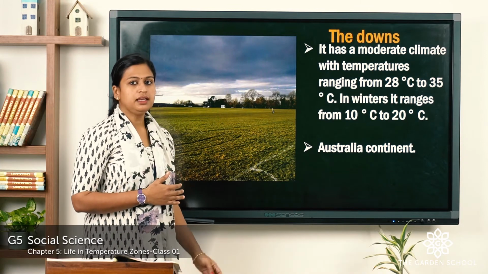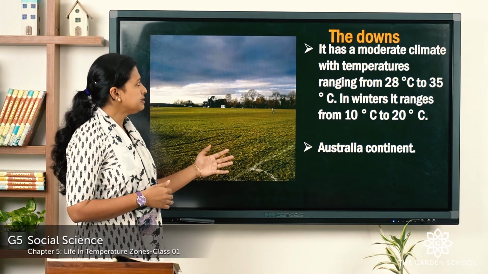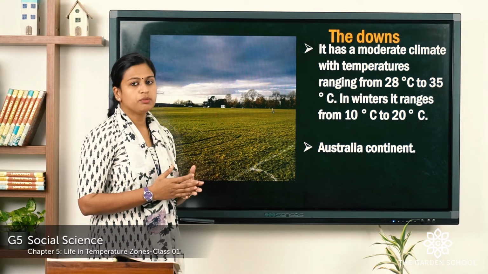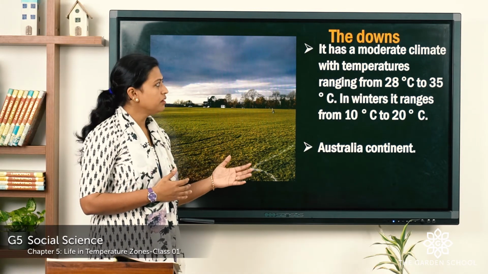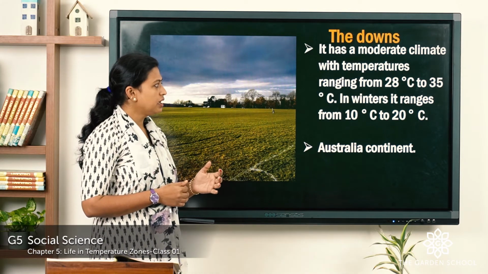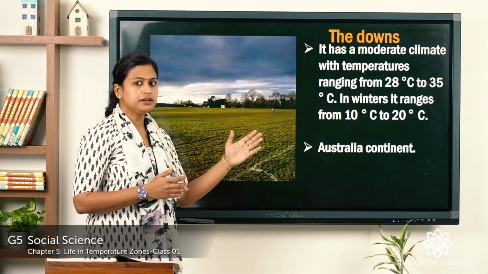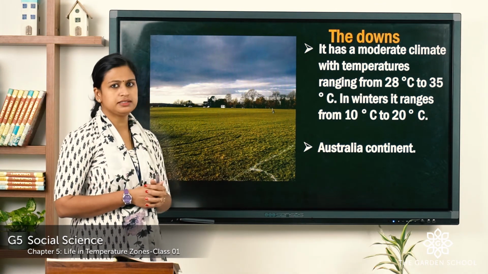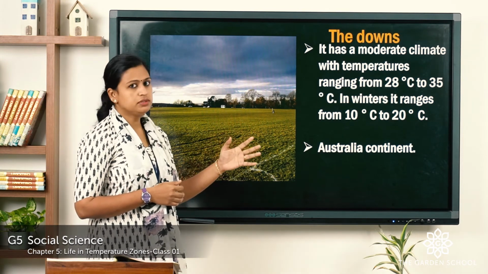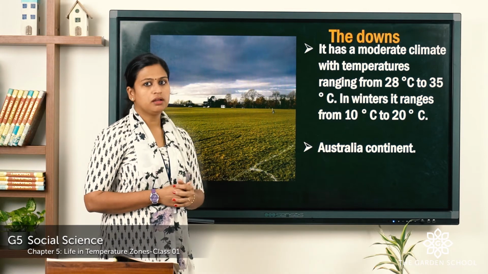The next is the downs temperate grassland. It has a moderate climate with temperature ranging from 28 degrees Celsius to 35 degrees Celsius, and in winters it ranges from 10 degrees Celsius to 20 degrees Celsius. The downs temperate grasslands are found in Australia continent.